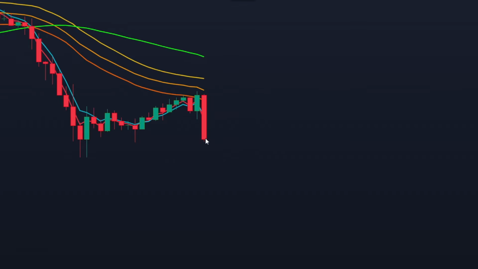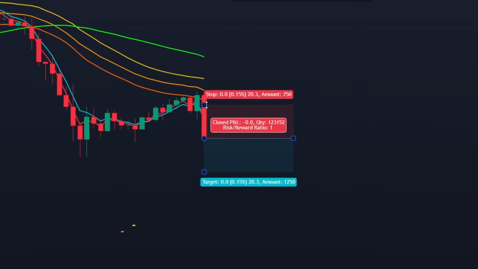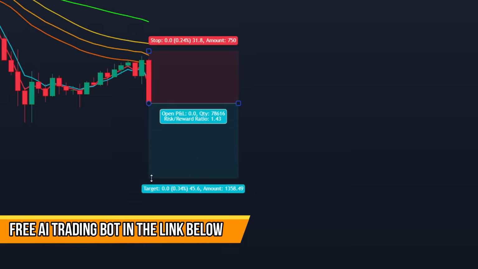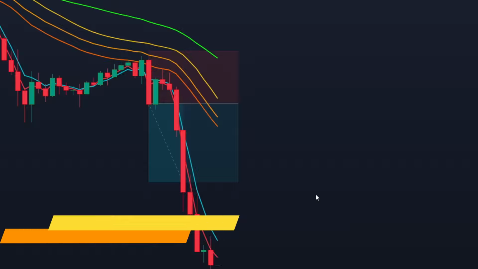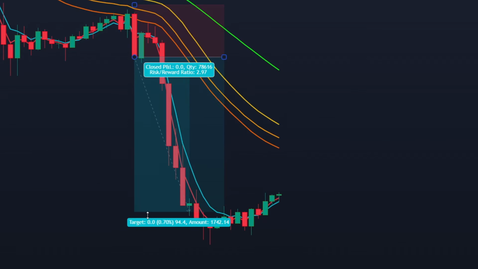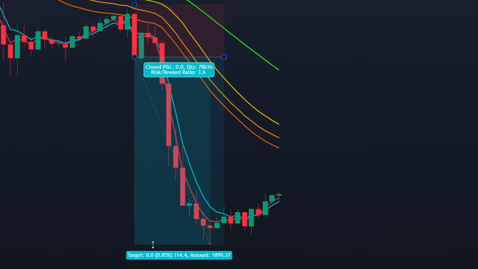In that moment, we can enter a sell trade right at the opening of the next candle. The stop loss goes above the pullback high, and the target is 1.5 times the risk. Or to take proper advantage of your positions and make the most profit out of them, you can also use the trailing stop loss and take profit methods.